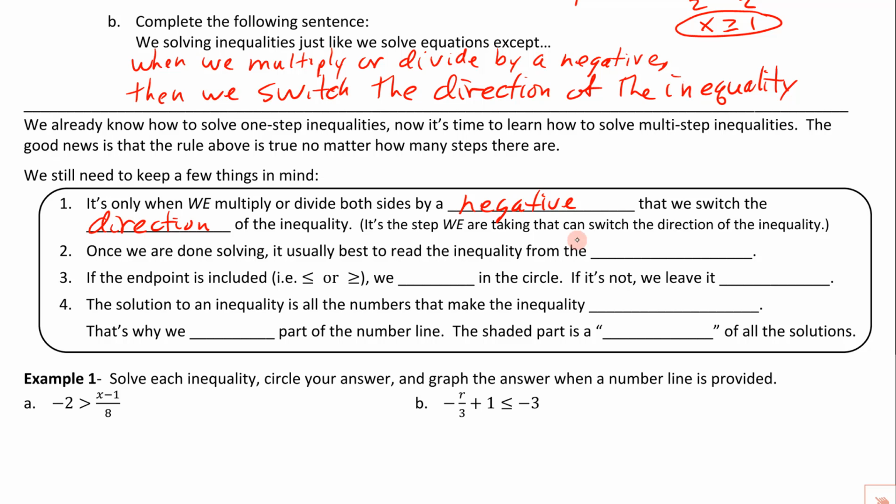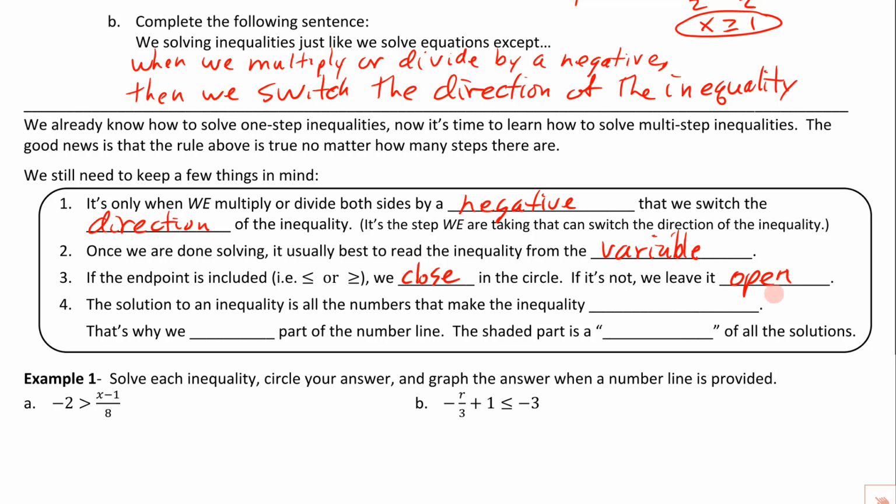Once we're done solving, it's usually best to read the inequality from the variable. And if the endpoint is included, in other words, if it's a less than or equal to or greater than or equal to, if it's got that equal to bar right there, then we close in the circle. In other words, we fill it in. If it doesn't have that, then the phrase we use is we leave it open. We call it an open endpoint.